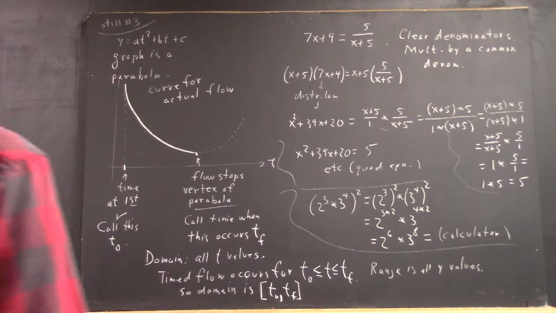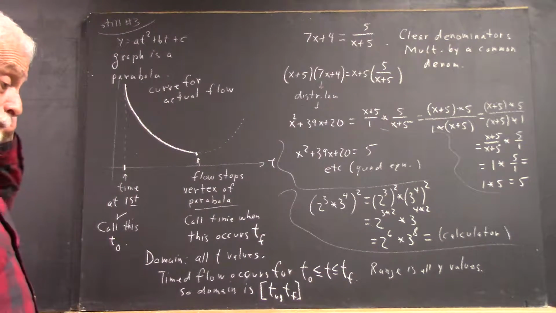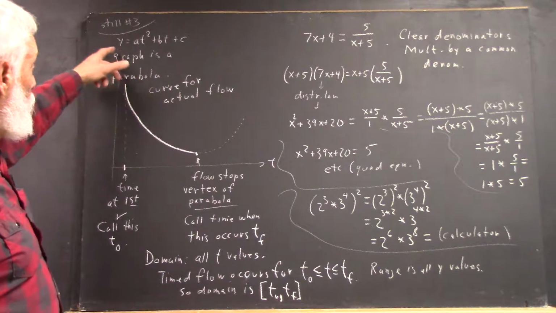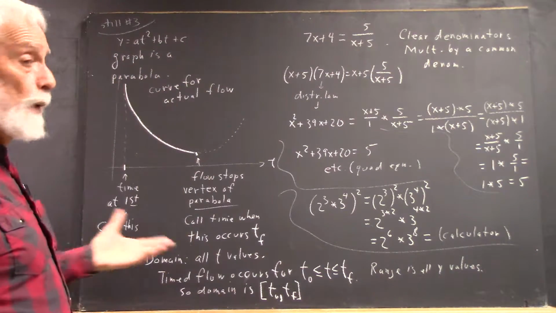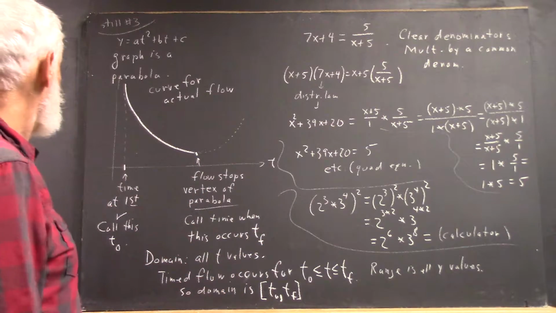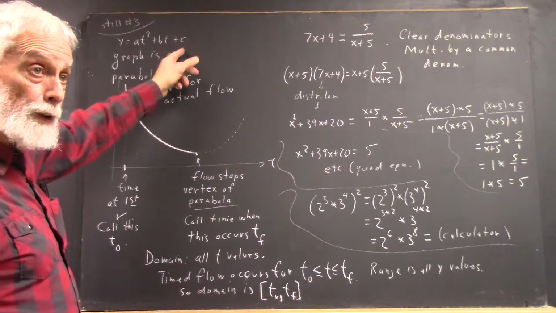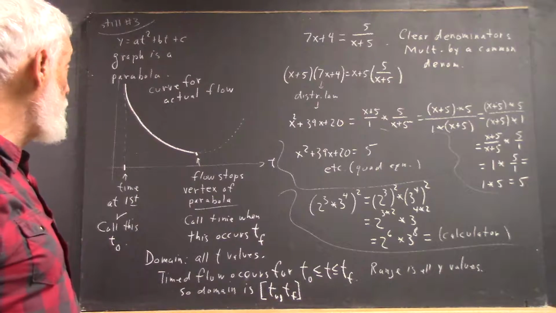Now we're still on number 3. Y equals AT squared plus BT plus C is always a parabola. So your quadratic model is always going to give you the graph of a parabola.